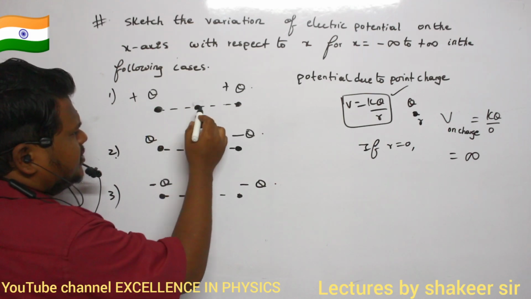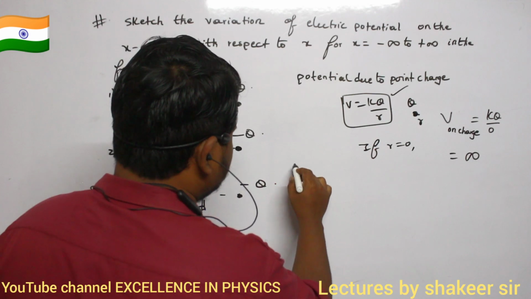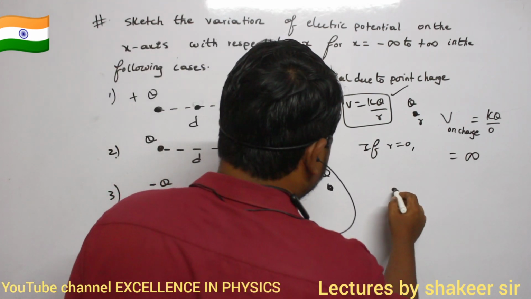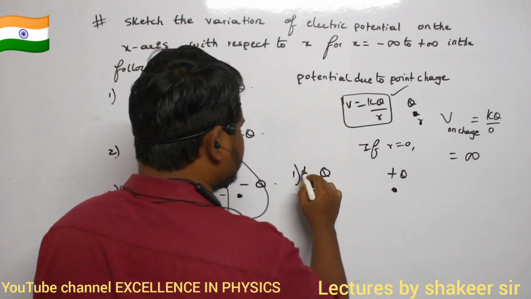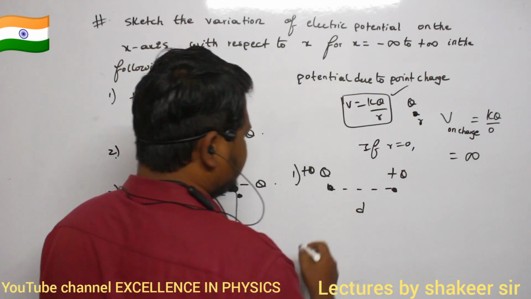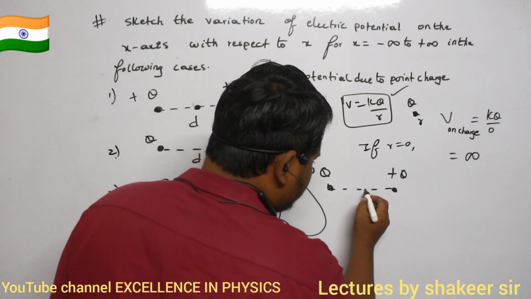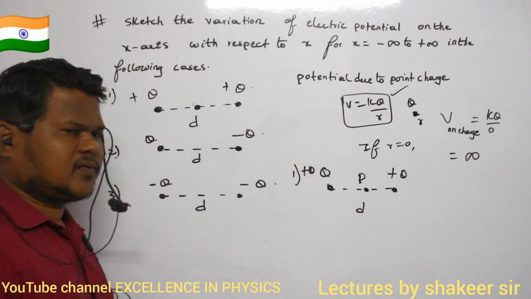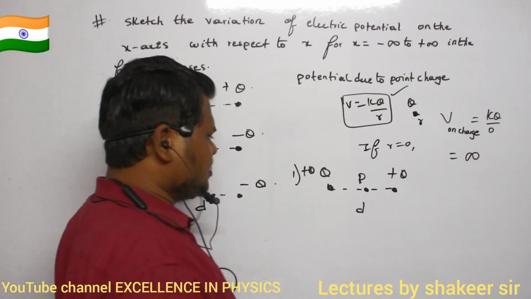At this point D, first let us do this first calculation. Clear now? So this is Q, and this is also plus Q, this is also plus Q. They are separated by a distance of D. So here at the center, at a point P, at the center of this line, if I want to calculate potential, then how much will be the potential?